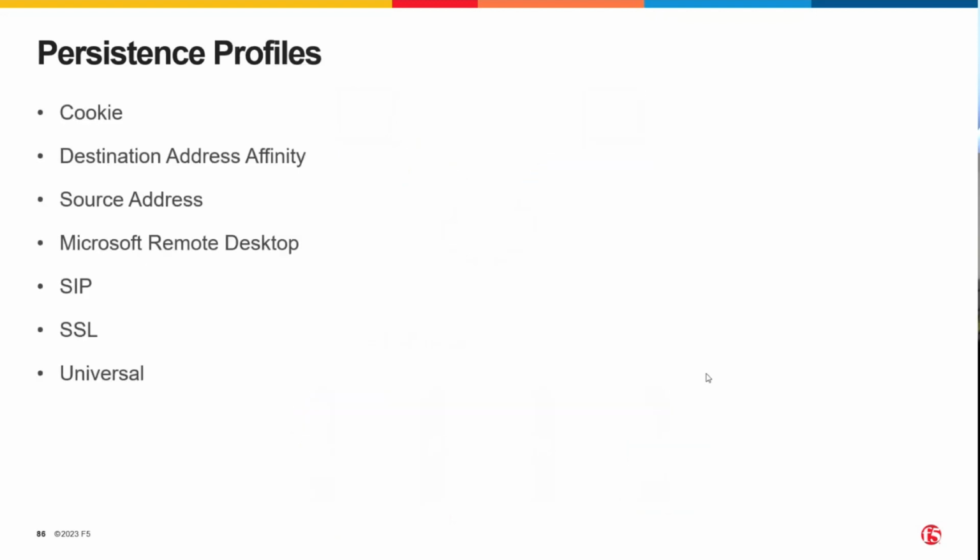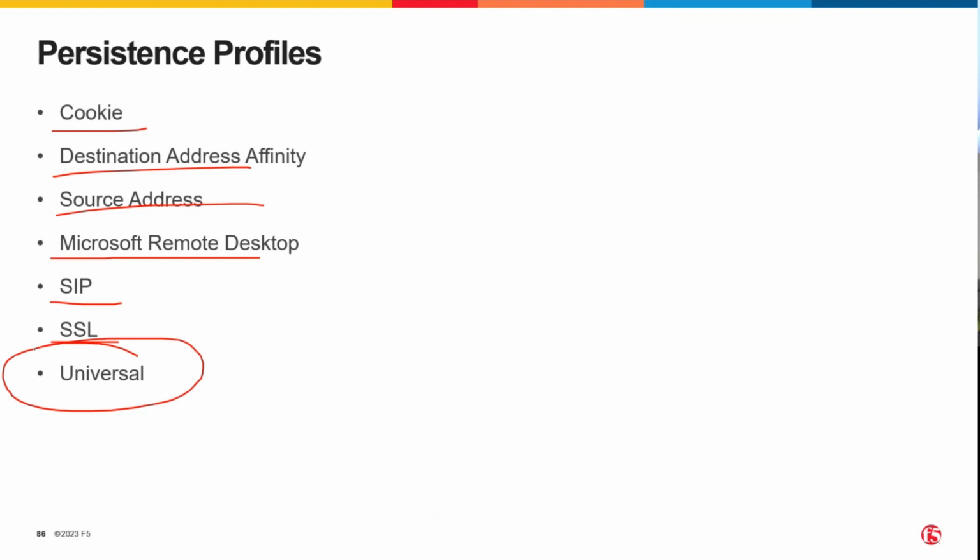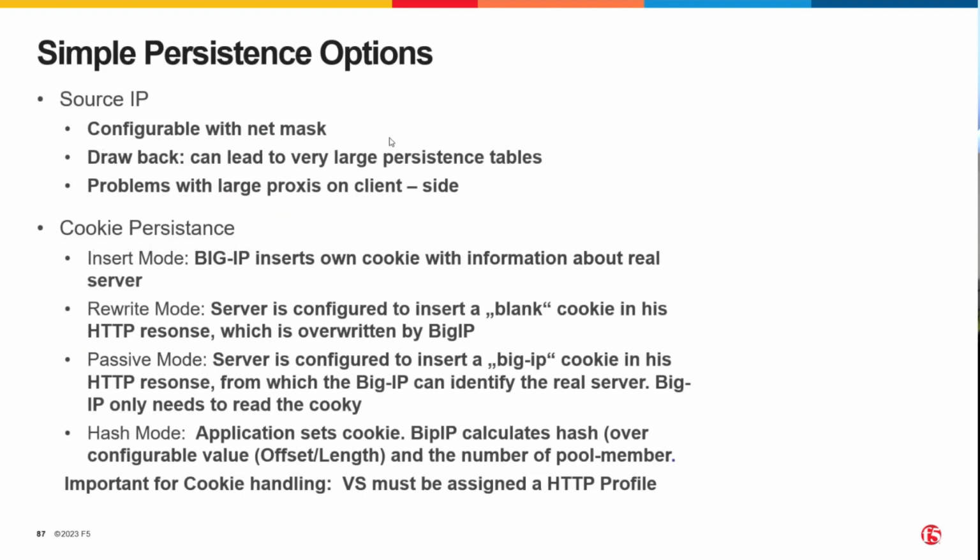And we have several options to choose between. Cookie persistence, destination or source IP persistence. This can be based on RDP persistence from Microsoft, SIP, SSL persistence, or some kind of universal persistence that can use basically anything, because here we create a script telling our BigIP to take this or that from client traffic to persist the session. The most commonly used persistence profiles are those two.